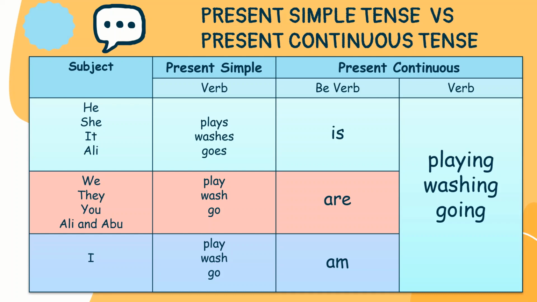For present continuous tense, we use the be verb followed by the verb and ing. So he is playing, she is washing, it is going. If we use the second group, we are playing, they are washing, you are going. The third group, I am playing, I am washing, I am going.